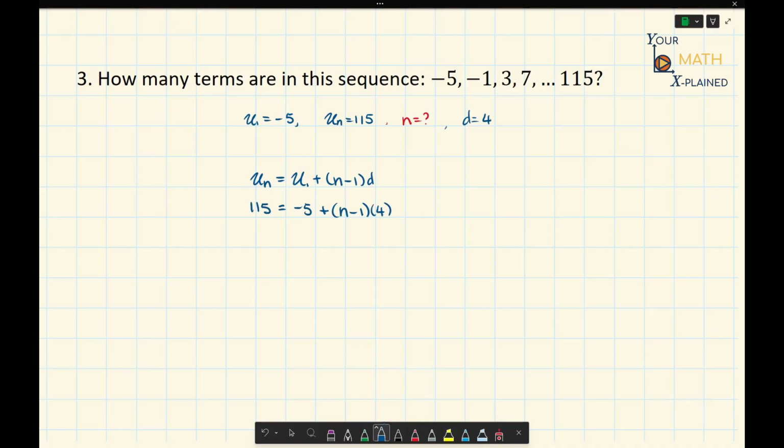And now this is just, again, an algebraic equation where we solve for n. So we get 120 is equal to n minus 1 times 4, which means n minus 1 is equal to 30. So therefore, n is equal to 31. So that means there are, in total, 31 terms in this sequence.